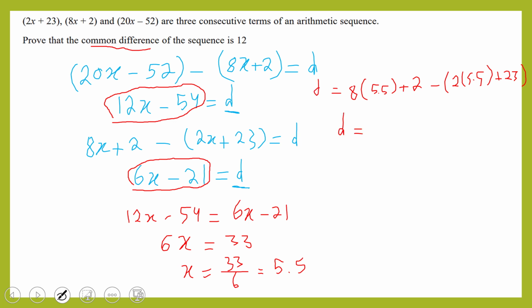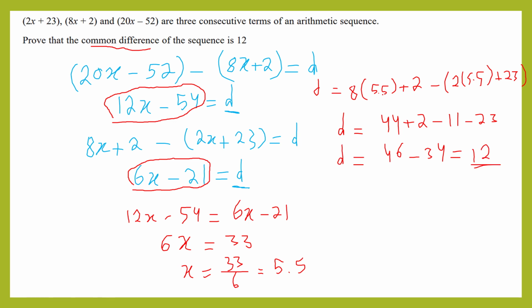So d will be 8 times 5.5, which is 44, plus 2, minus 11, minus 23. So this is 46 minus 34, and the answer will be 12, which is the common difference. So we got the common difference as required in this question. We proved it, and the final answer is 12.